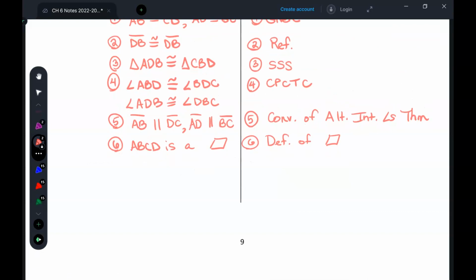Okay, take a look at the next page. This one, we're going to be proving which theorem? Opposite angles. So now I'm going with opposite angles are congruent. Can I prove that it's a parallelogram? Let's think about it. Evan, are you done?